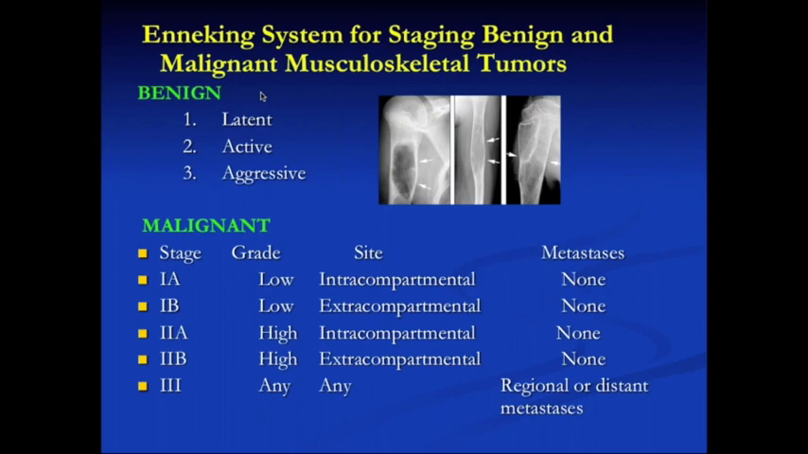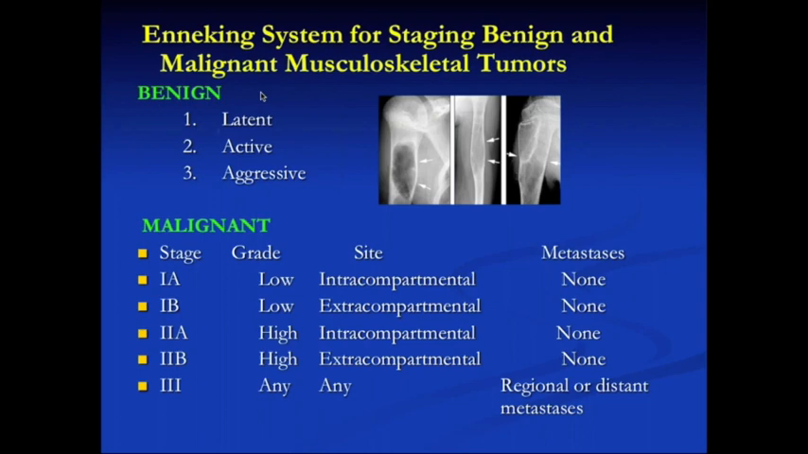The most common stage in which most of the sarcomas of bone fall is stage 2B, meaning they are high grade, they are extracompartmental, that means there's a breach in the cortex, and on investigative workup, there is still no metastasis.